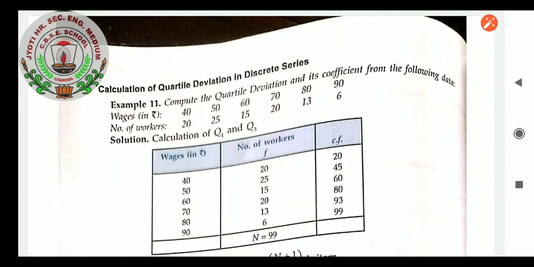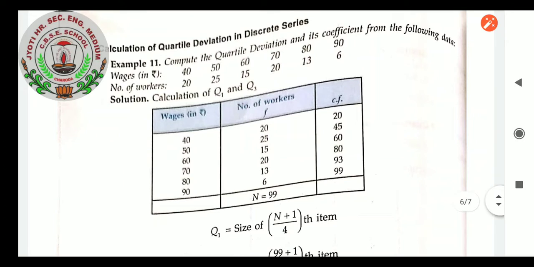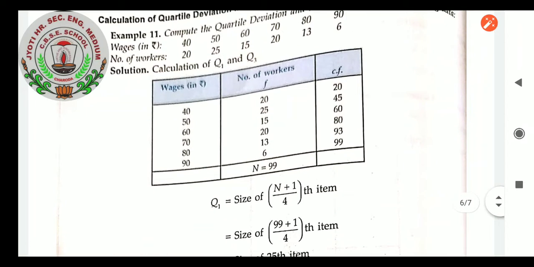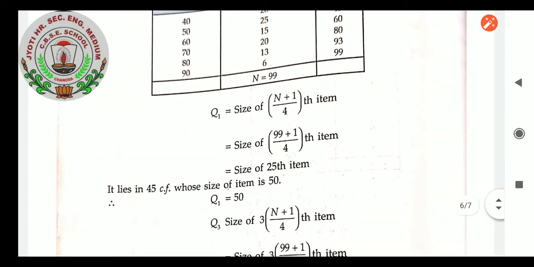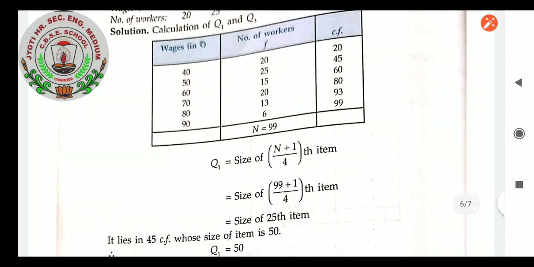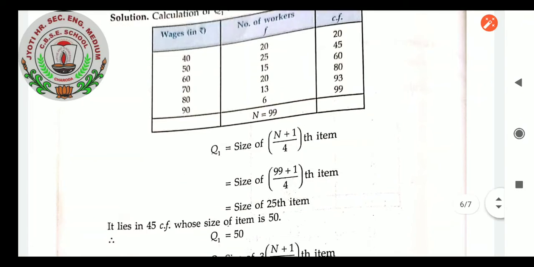The Q1 formula is (n plus 1) by 4th item, same formula you can see. N plus 1, how much is the frequency? 99. 99 plus 1 divided by 4, 100 by 4, it will come as the 25th item. The size of the 25th item lies in the CF 45, so the frequency will be 25 and the preceding CF will be 20. So the size of the 25th item lies in the CF 45, so what is the size item? 50, so Q1 equals 50.